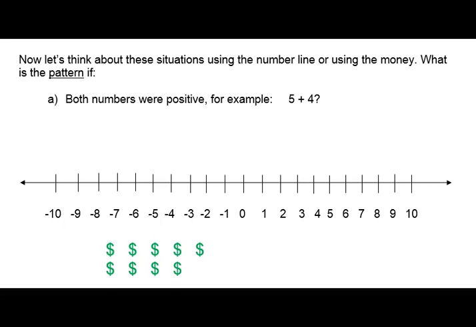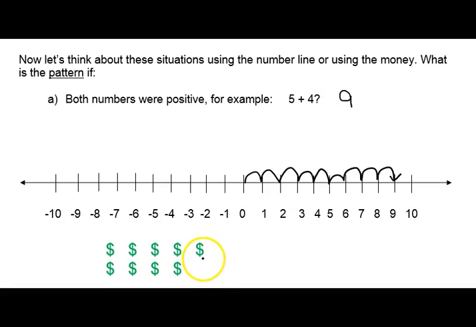Now let's think about these situations using the number line or using money, like we did in the activities in class. What would be the pattern if both numbers were positive? For example, 5 plus 4. Remember, when using the number line, we always start on 0. So we're going to count up 5. 1, 2, 3, 4, 5. And then a positive 4, we'd count up 4 more. 1, 2, 3, 4. We end up on 9.